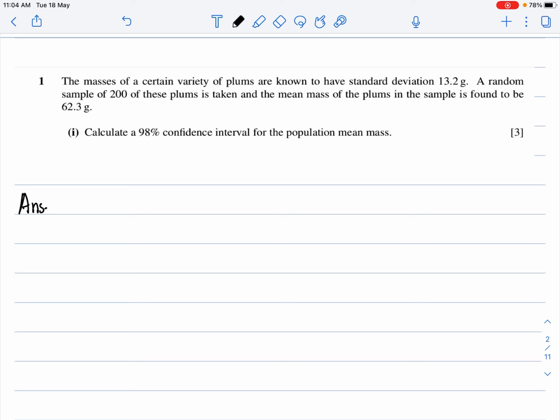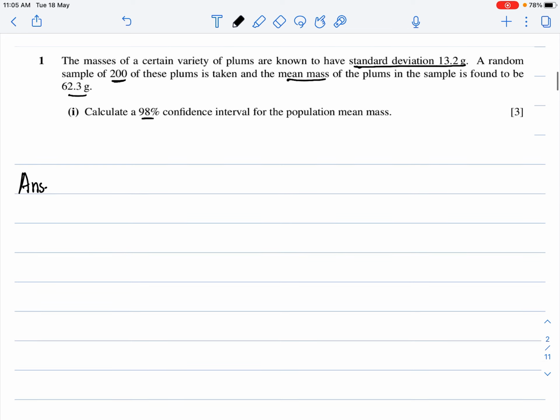This is the first question of the paper. They have taken a variety of plums here. They have told us a standard deviation to be 13.2 grams. They have taken a random sample of 200 plums and the mean mass is 62.3 grams. And they have asked us to calculate a 98% confidence interval.